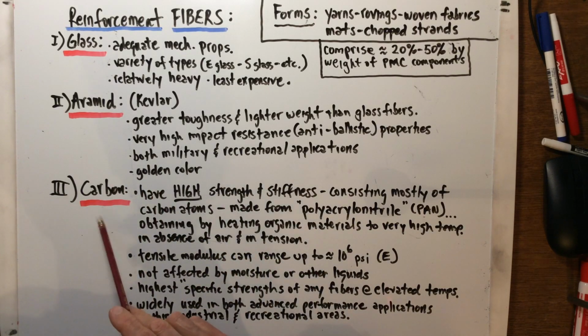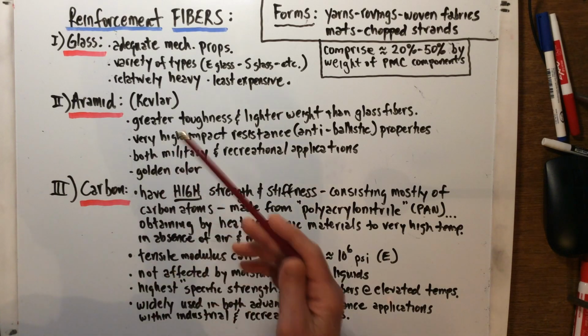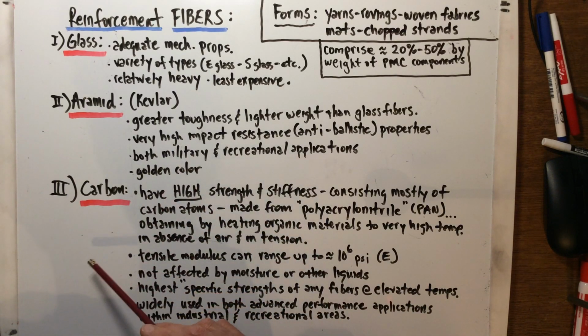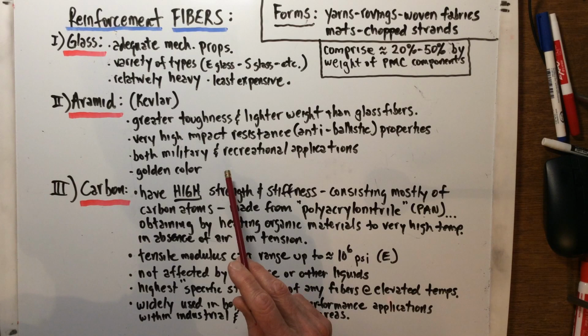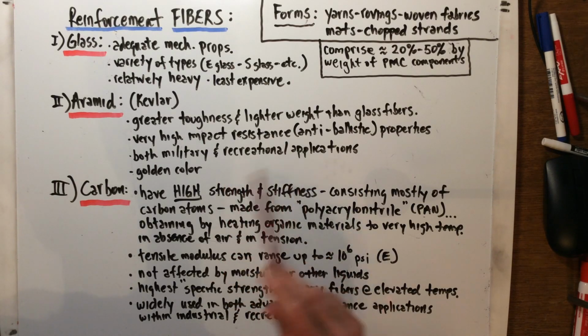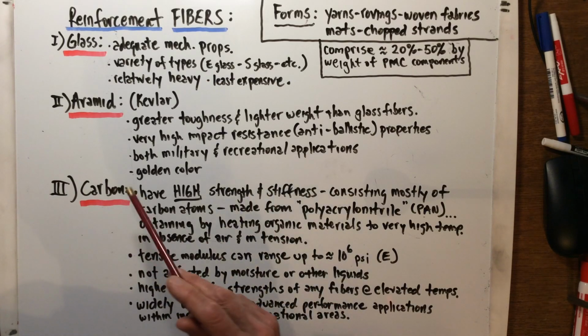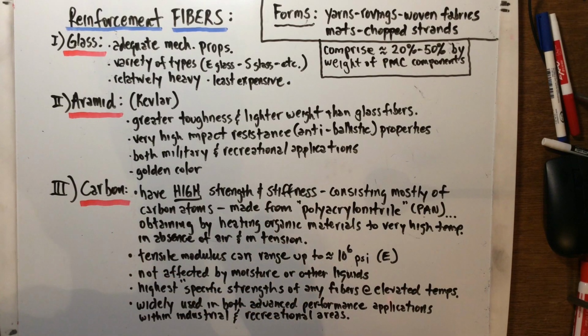Okay, finally, let's talk carbon fibers. Now, these are the higher performance of all the fibers. They have very high strength and stiffness. And in fact, I touched upon that in the first slide on composites, PMCs, talking about specific strength and specific stiffness ratios, and how high they were specifically for carbon.